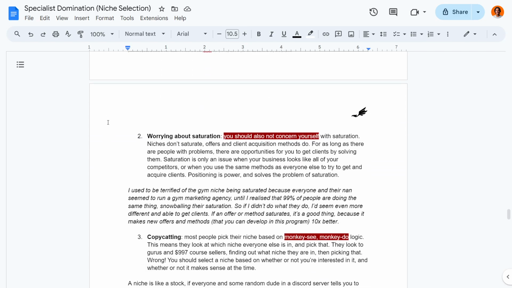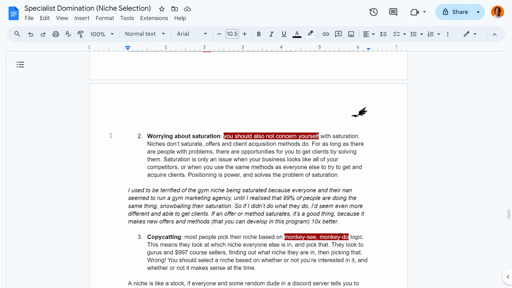The second mistake that a lot of people make is they worry about saturation. You should also not concern yourself with saturation. Niches don't saturate, offers and client acquisition methods do. For as long as there are people with some problem, there are opportunities for you to get clients by solving them, right? Saturation is only an issue when your business looks like all of the other competitors, and when you use the same methods as everyone else to get clients, right?